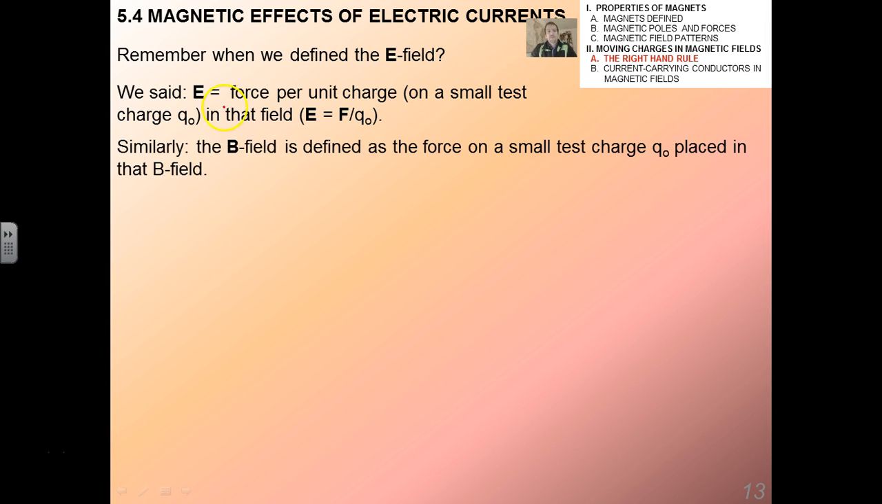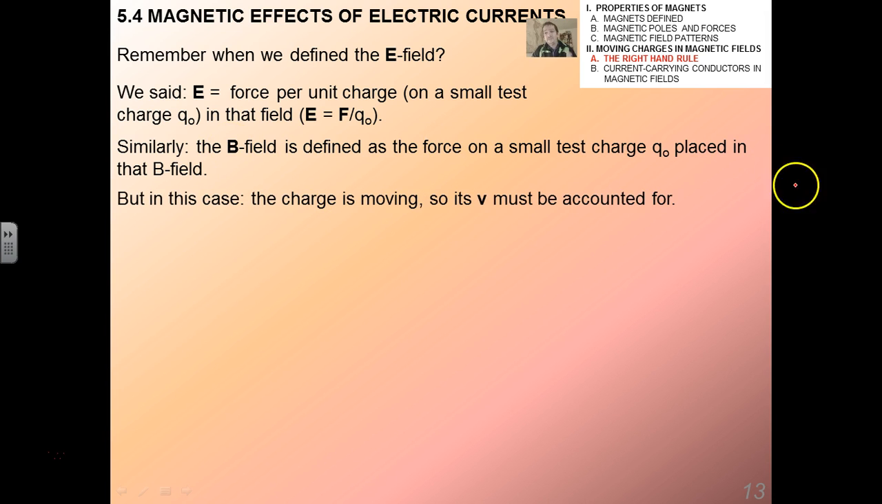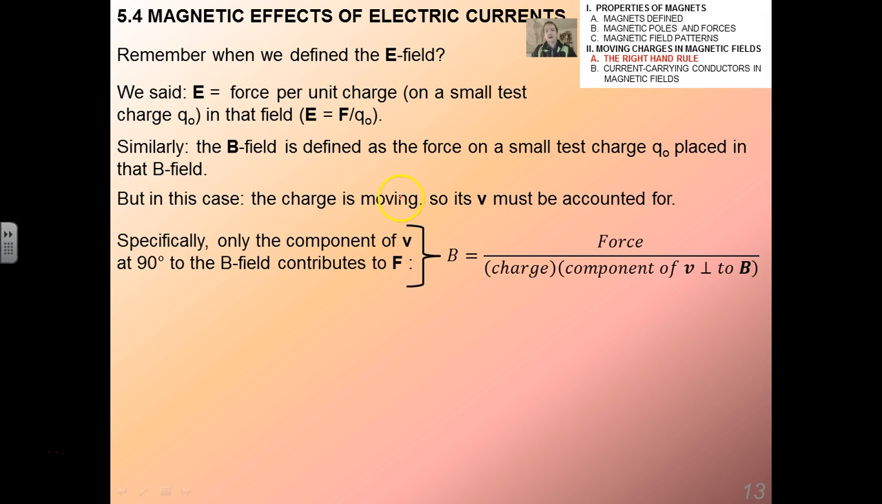Remember when we defined the electric field, we said the electric field was the force per unit charge on a small test charge, such that E is F over q naught. Now, in a similar fashion, the B field is defined as the force on a small test charge placed in that B field. However, it's more complicated because the charge has to be moving in order for that force to even exist. So this velocity must be accounted for. Specifically, as we talked about before, only the component of V that's at pi over 2 to the B field contributes to the F, okay?